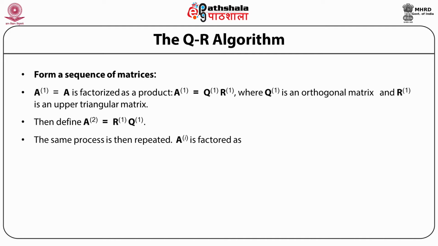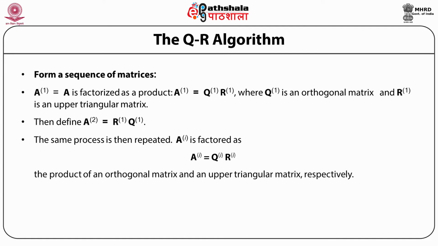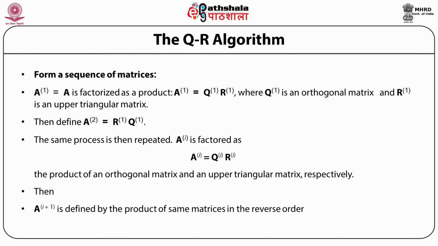Fourth, the same process is then repeated where A^i is factored as A^i equals Q^i R^i, the product of an orthogonal matrix and an upper triangular matrix respectively. Then A^(i+1) is defined by the product of the same matrices in the reverse order, where A^(i+1) equals R^i into Q^i.